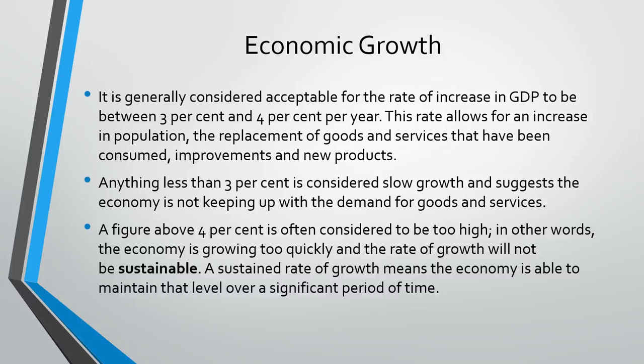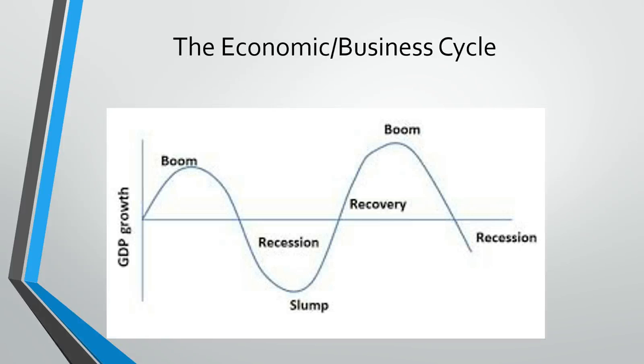Now when that happens, you often find that prices will increase. It's what we call cost inflation. Now that's what we don't really want. We don't want prices to go up. So we want growth to be around 3 to 4%, which means it's a sustainable rate.